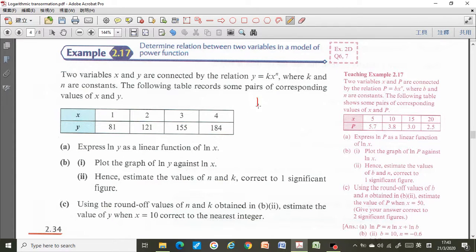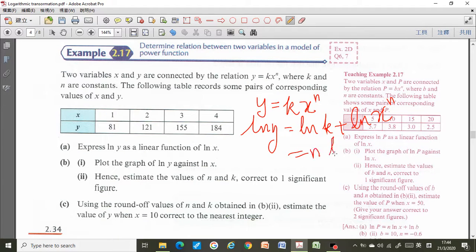So we first copy the question, y equal to k x to the power n. So you take logarithm on both sides. You will get log k plus log x to the power n. And this n can go down here to get the final one, which is n log x plus log k. This is the thing you want to do first in your expression. Then you plot the log y against log x.